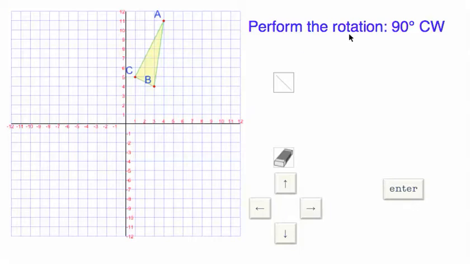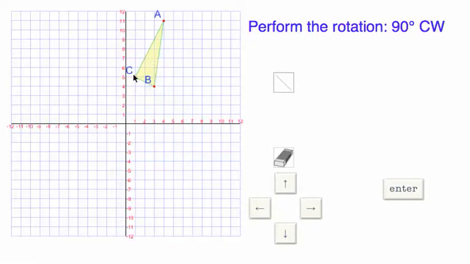Welcome to rotations. We're on level 8 and you're being asked to perform the rotation 90 degrees clockwise. Okay, so this is the shape and we want it to go 90 degrees clockwise. Now, the easiest thing to do is just pick up your computer and turn the whole thing sideways 90 degrees and see what it's going to look like.